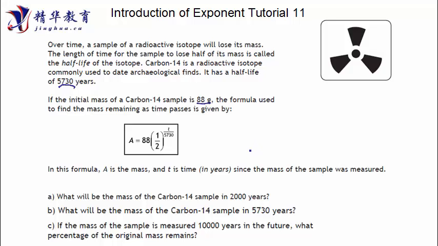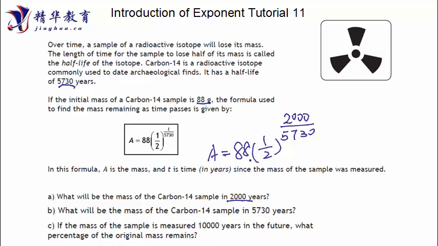So what will be the mass of the carbon-14 sample in 2000 years? Okay, so we're looking for the mass, right? We have 2000 years, which is the time. We put 2000 on the top, replacing the t, 2000 over 5730, and then to the power of one half, and then 88 times that, which will be our A here.